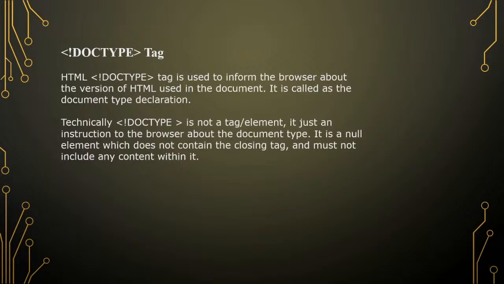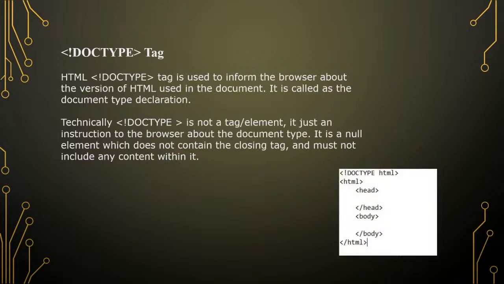It is a null element which does not contain a closing tag and must not include any content within it. It tells the browser which version of HTML you are using. Always remember to write the doctype tag before the HTML coding. So let me show you what I'm talking about. This is the doctype tag I'm talking about.